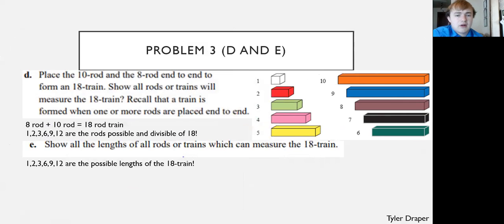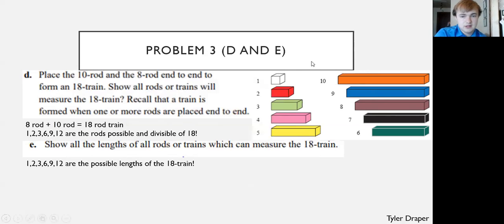Place the 10 rod and the 8 rod end to end to form an 18 train. Show all rods or trains that will measure the 18 train. Recall that a train is formed when 1 or more rods are placed end to end. Okay, so it's going to be 18 in distance. And our divisors of that will be 1, 2, 3, 6, 9, and 12. So, 18. That's supposed to be 18. 1 times 18, or 18 of the 1 white blocks will get you an 18 rod train. 2 of the 9 blocks will get you an 18 train, and 3 of the 6 will do the same. So show all the lengths of all rods or trains which can be measured from the 18 block.